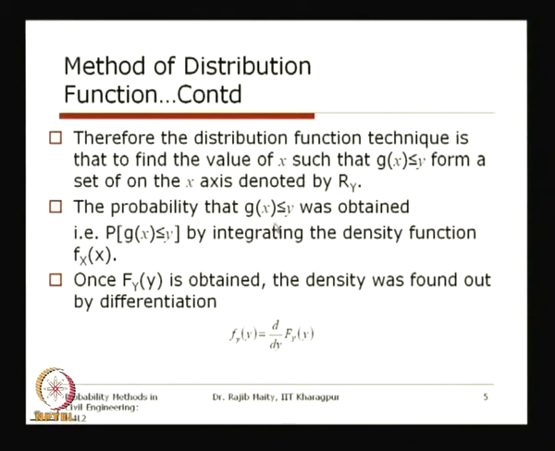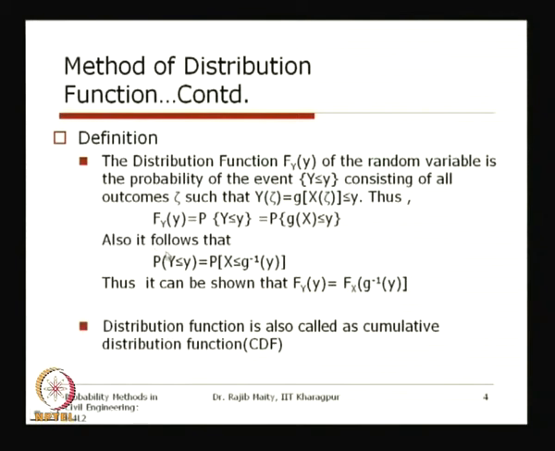Now, the probability that g(X) is less than or equal to the specific value y is obtained by integrating the density function of X. So, integrating this density function f_X(x), which is the probability density function of x, we will get the cumulative distribution function, that is the CDF of x, and from that CDF we will get the distribution for a specific value, which we discuss in this slide.